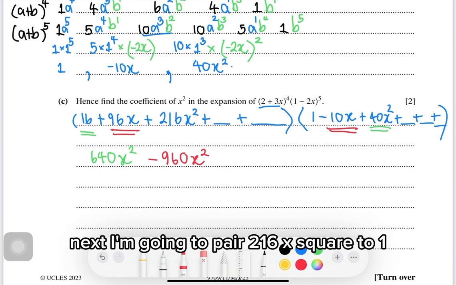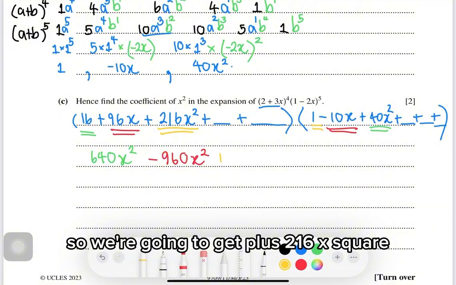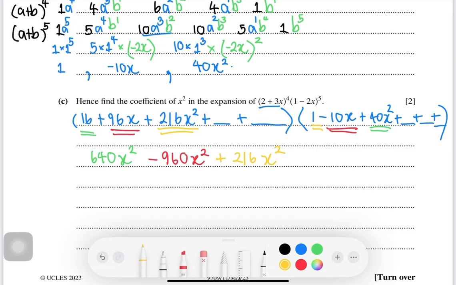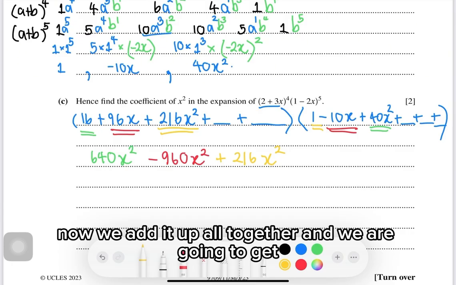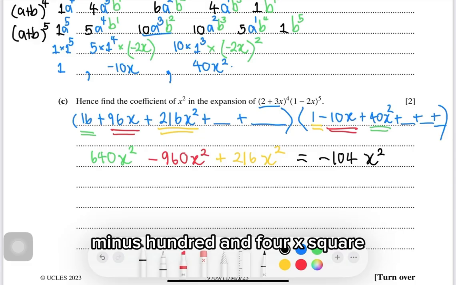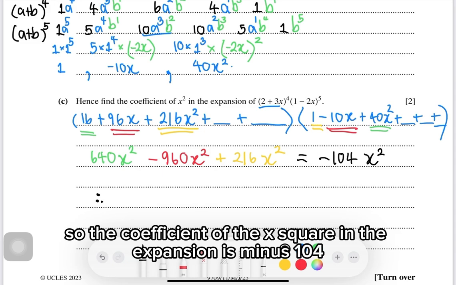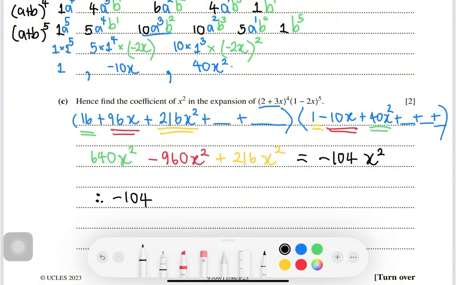Next, I'm going to pair 216x squared to 1. So we're going to get plus 216x squared. Now we add it all up together, and we are going to get minus 104x squared. So the coefficient of the x squared in the expansion is minus 104. Now we are done.